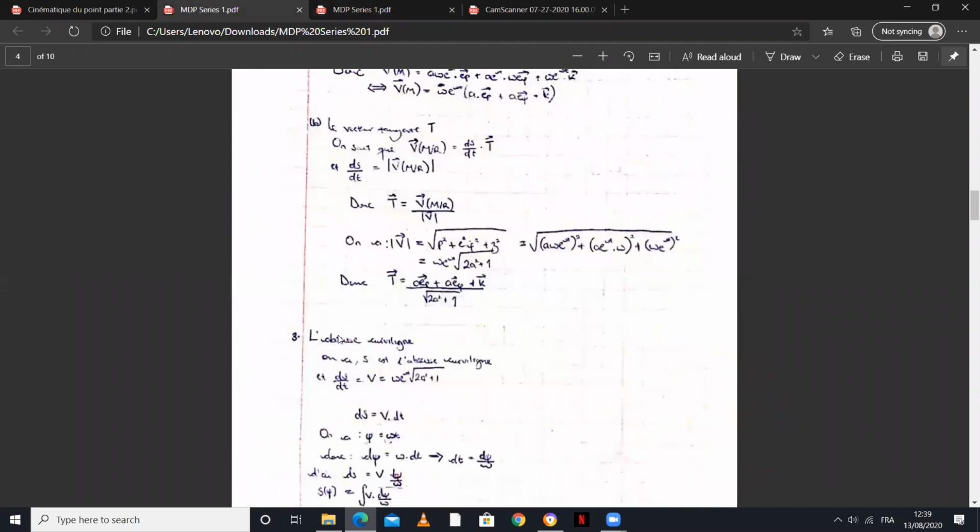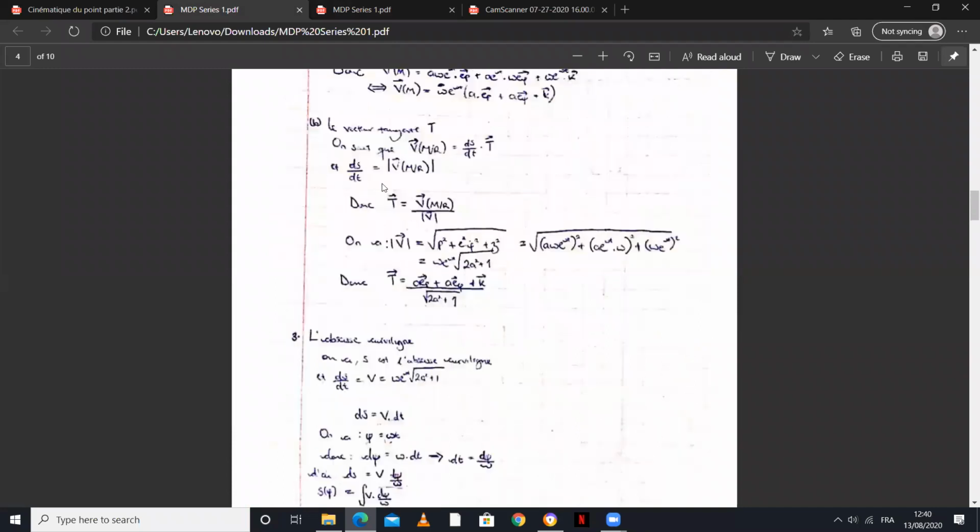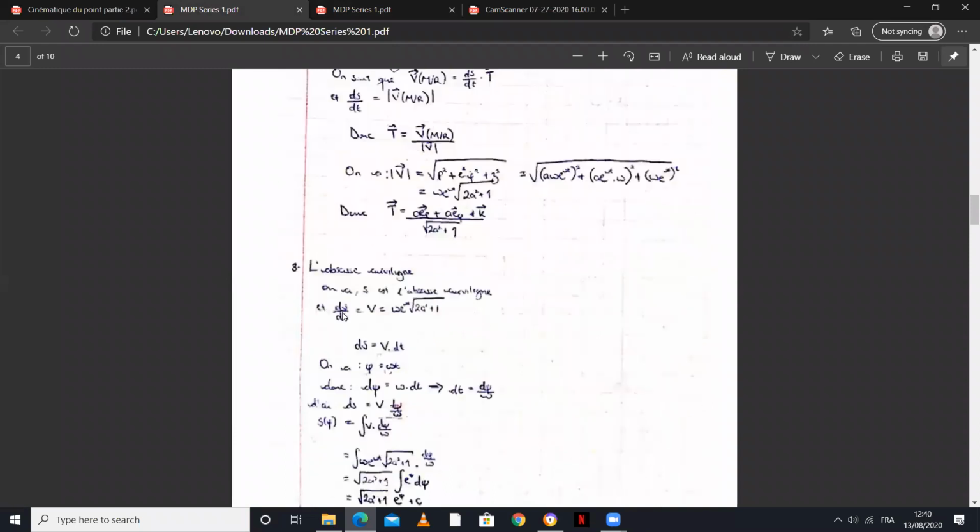So we begin our solution by saying, on a S l'abscisse curviligne, okay? And as we saw from up here and from our notes, ds/dt is equal to the module of vecteur vitesse. That's what we've written here. ds/dt is equal to V. V, c'est le module du vecteur vitesse, which we calculated here: omega exponentielle omega t racine de 2a carré plus 1.